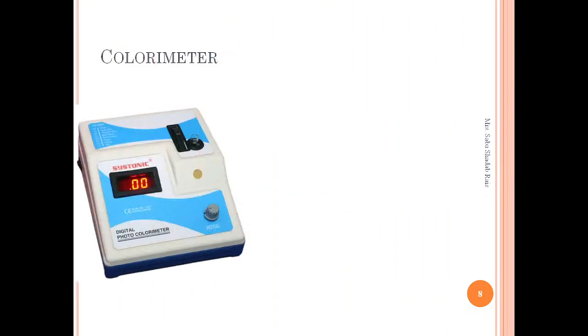Any doubt in centrifuge machine? Let's go and talk about the colorimeter. This is also suggested by one of my students to explain the colorimeter.